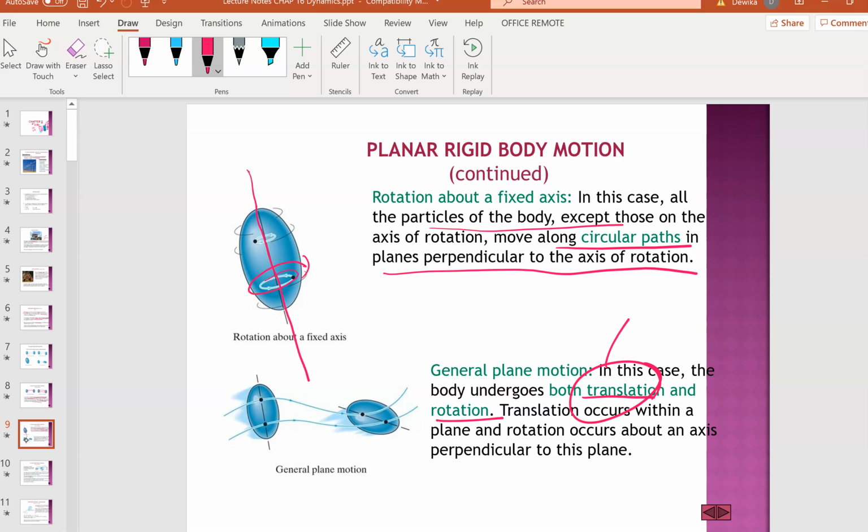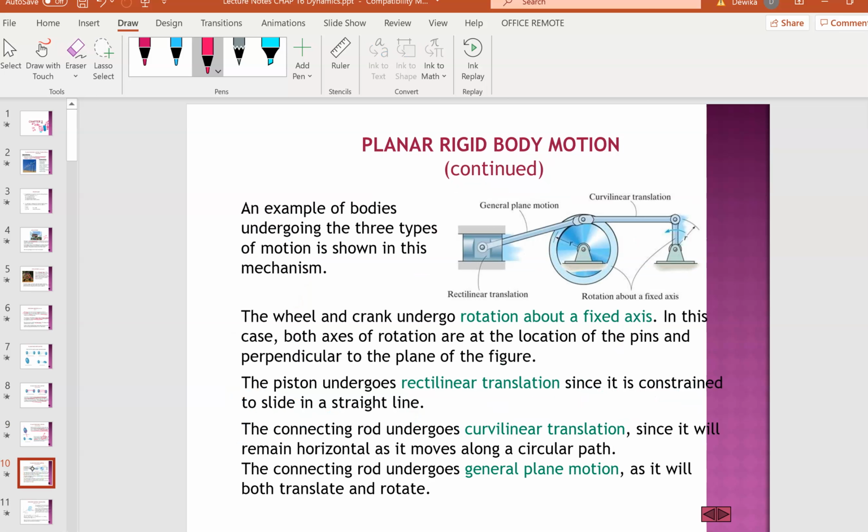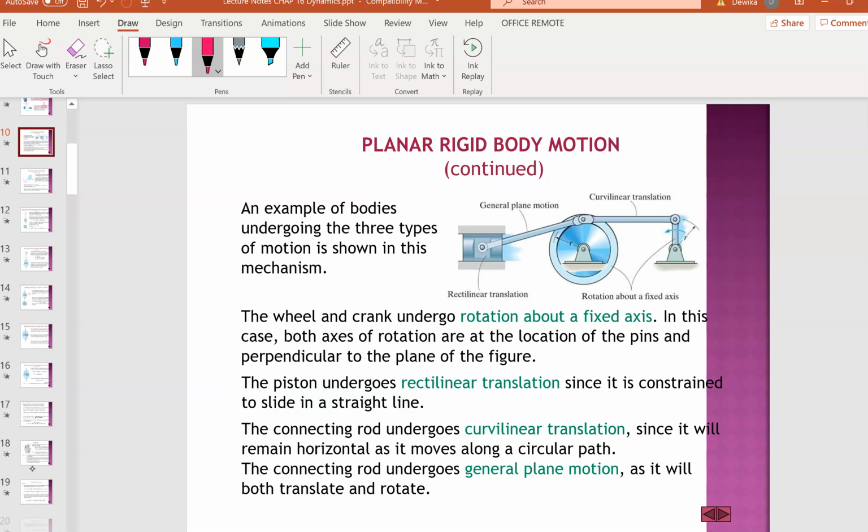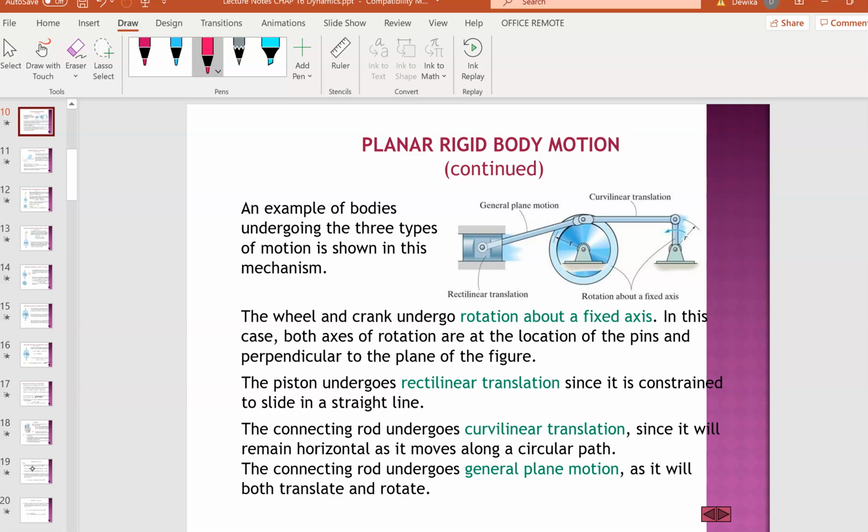So translation can be linear or curvilinear, right? Two types of translation. So you can have several combinations of the movement itself. Now, planar rigid body motion. This is where mostly it is actually very important, yeah? So we have an example in this body, there are three types of motion that it's undergoing.